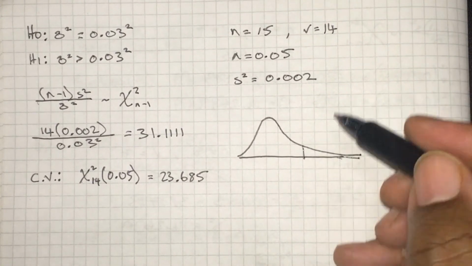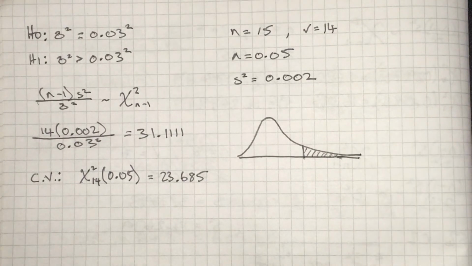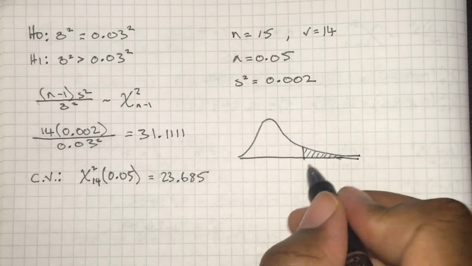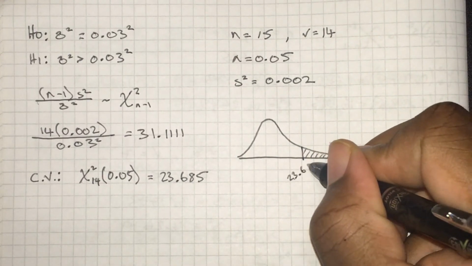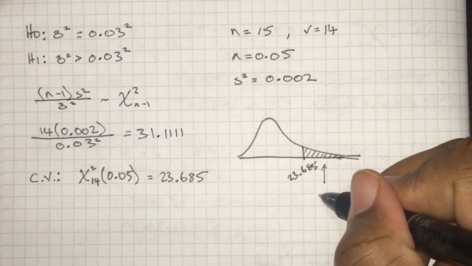So the chi-squared distribution is non-symmetrical and it has positive skew. So I'll just try and show that in my diagram. And this is going to be my critical region. This is the 5% significance level critical region. Critical value. And our particular calculated test statistic is inside that critical region.